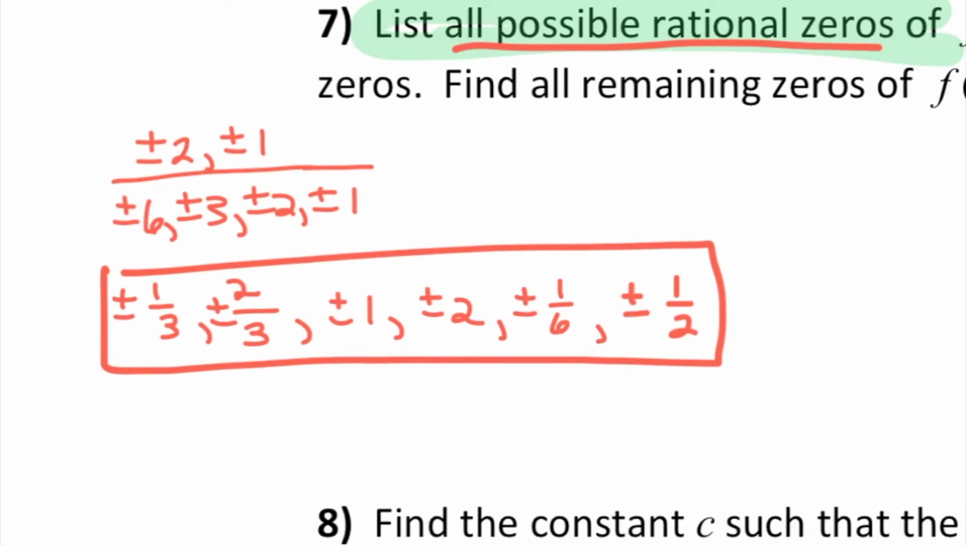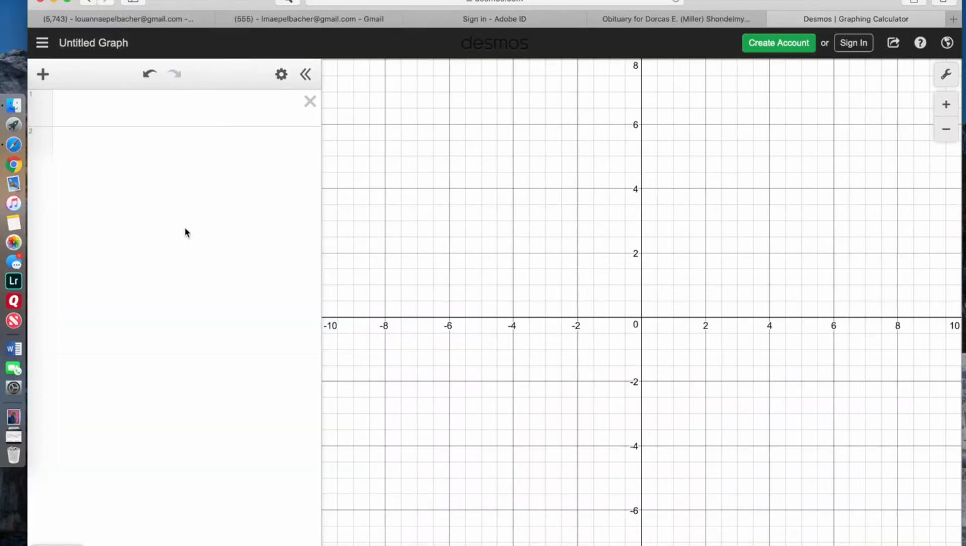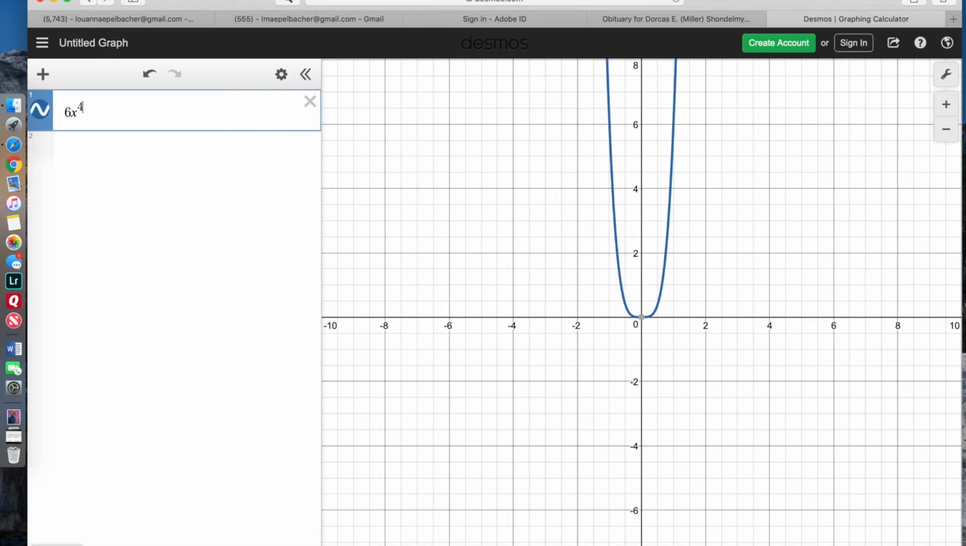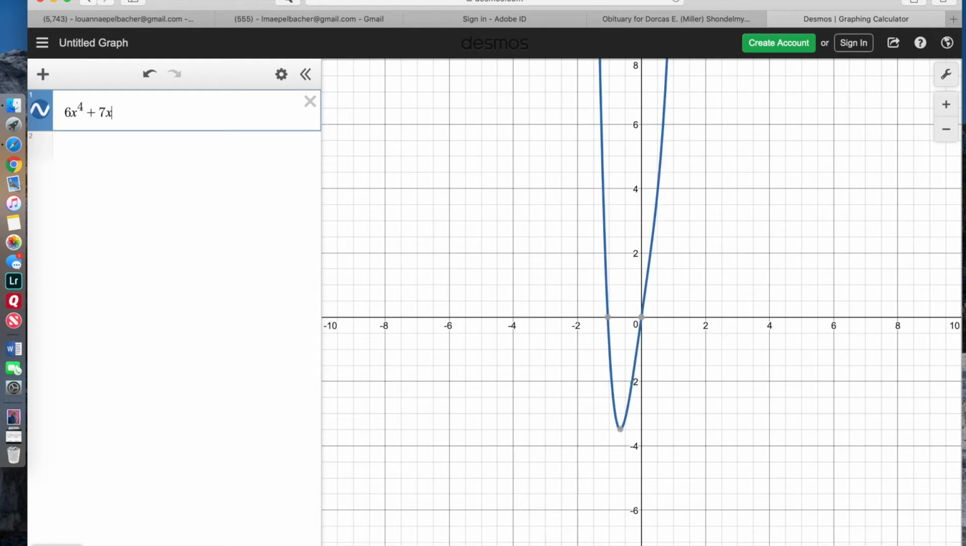And when you graph that function, I'll pause for a second so you can graph it. This is number 7 on your test review guide for Unit 7. And again, we've already done a list of all the possible roots: positive negative 1/3, positive negative 2/3, 1, 2, 1/6, and 1/2. So I'm going to go ahead and type the equation into Desmos.